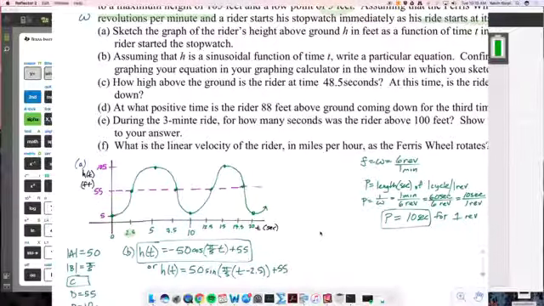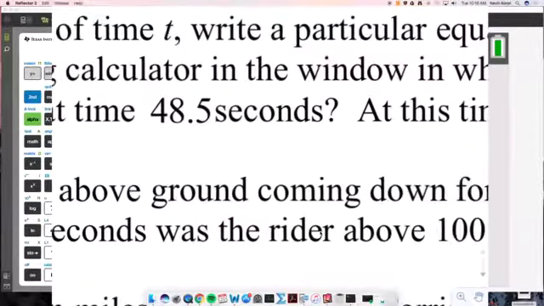Part C. How high above ground is the rider at 48.5 seconds? At this time, is he coming up or down? So just like with the logistic equation, I'm going to ask you two things. I'm either going to give you an independent variable and you find the dependent variable, or I'll give you the dependent variable and you find the independent variable. Is 48.5 an independent or a dependent variable? Is it a T or an H value? It's a T, so it's the independent variable.